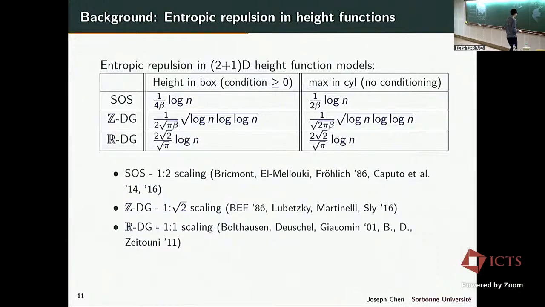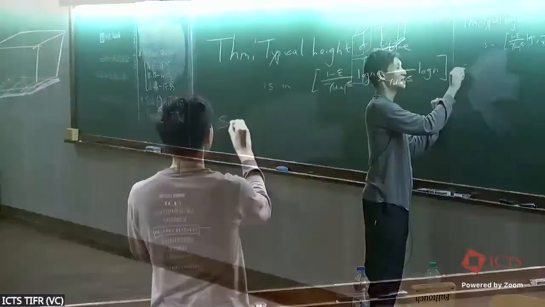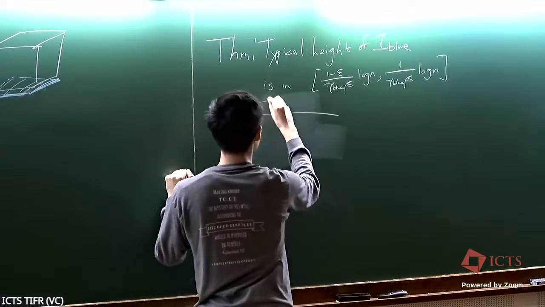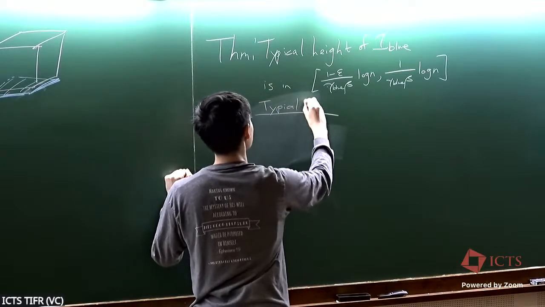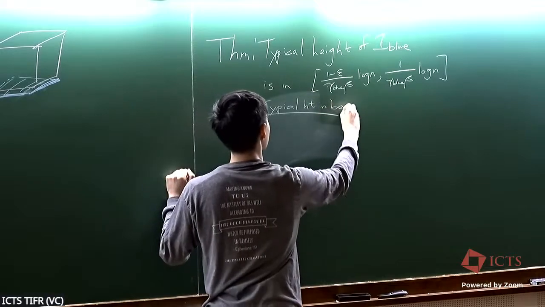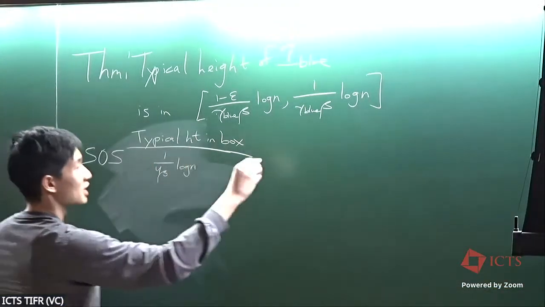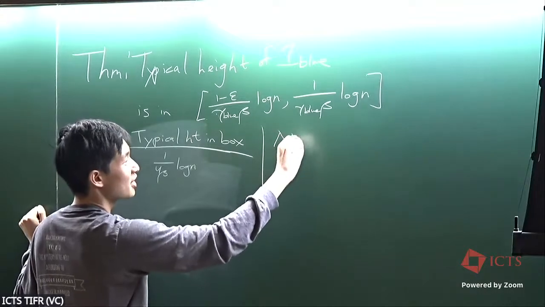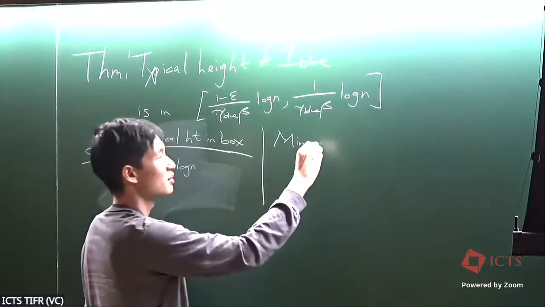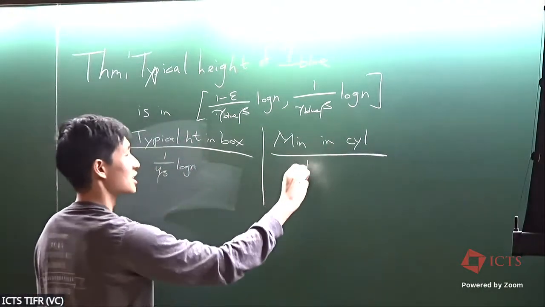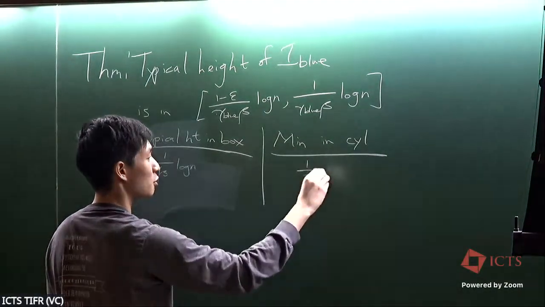So this I would also like to write down for later. So it's going to be unrelated to most of the talk and just come in at the very end. So in the SOS model, we have, say, the typical height in the box is 1 over 4 beta log n, versus, I wrote the maximum there, but it's really the minimum that matters. So the minimum in the cylinder, which is just my name for no floor, is 1 over 2 beta log n.